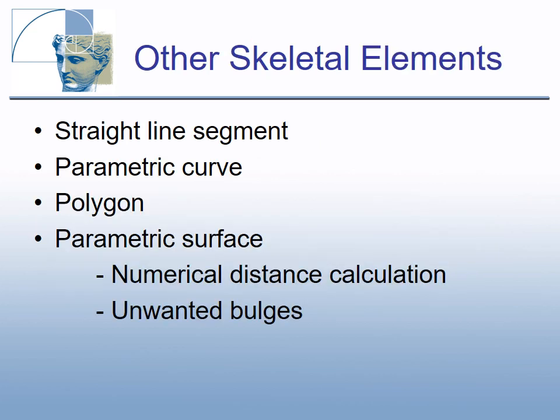If you look closely at the skeletal surface definition, it is practically independent of the type of skeletal element. There is a parameter of distance to the skeletal element. Therefore, if such a distance can be provided for another shape rather than just a point, this shape can become a skeletal element. That's why practical modeling systems usually include some of the following skeletal elements: straight line segment, parametric curve, polygon, and even parametric surface, which requires computationally expensive numerical distance calculation. The major problem with including new skeletal elements is that it often results in unwanted bulges in the surface at the places of their intersection.